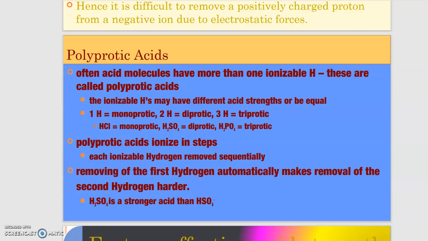So in the case of H2SO4, it contains two acidic hydrogens, so it will ionize in two steps. First it removes one hydrogen. In the second step, it removes the second hydrogen.